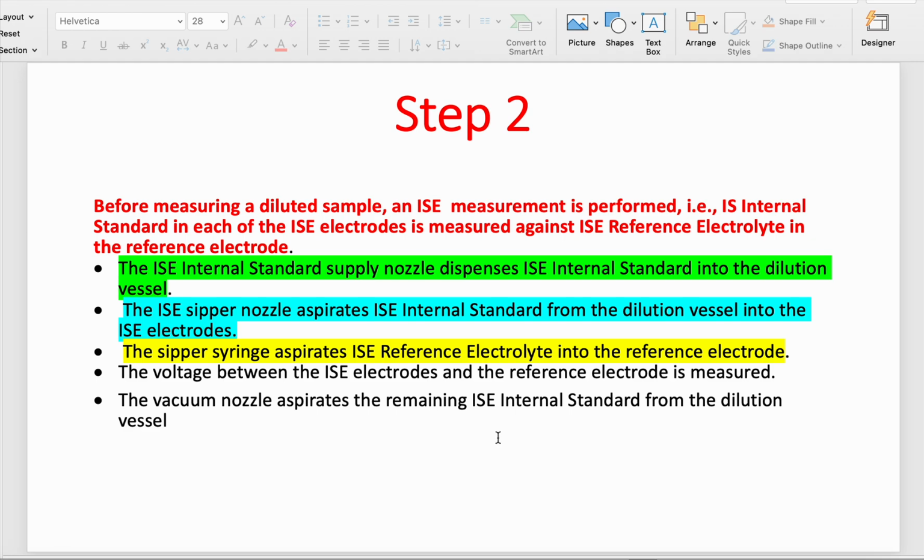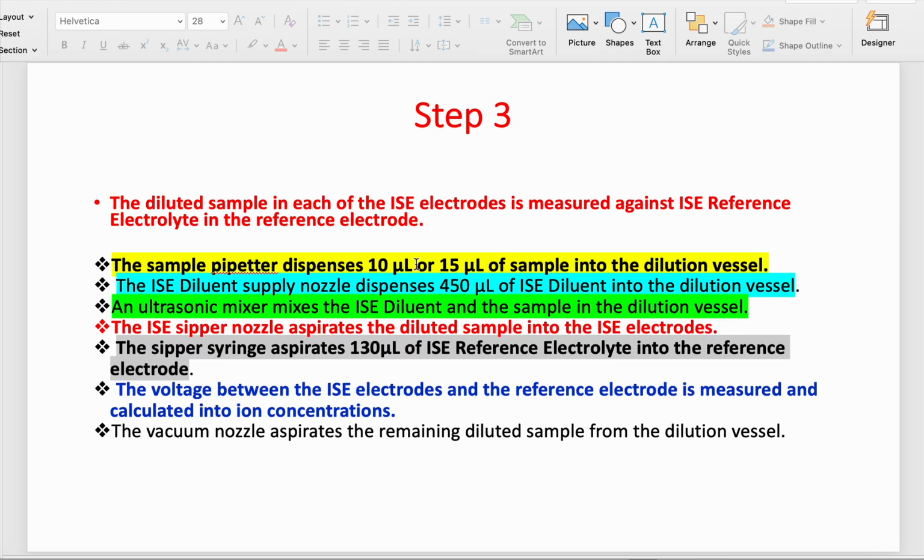So the sample is coming. Now the standard is done. The sample is coming. So the diluted sample of the ISE electrode is measured against the reference this time. The standard is done, so now the sample itself is coming to the dilution vessel. So Bybetter uses 10 or 15 of sample into the dilution vessel, and the diluent supply nozzle also 450.